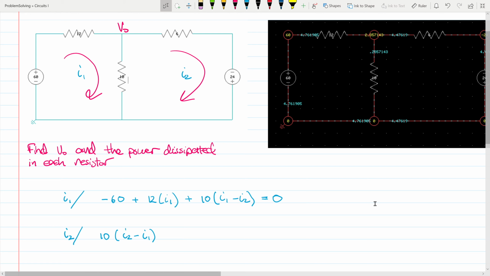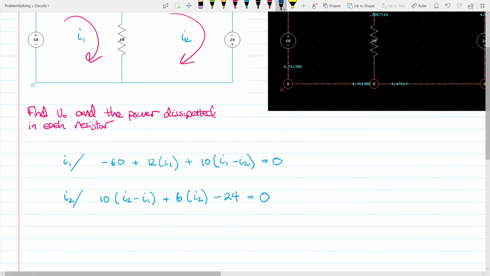We did the 10 ohm resistor. Let's do the 6 ohm resistor. We'll use the blue pen. So plus the 6 ohm resistor times I2, and then minus 24. That's equal to 0. So notice I said minus, and that's because it goes through the negative terminal first. If it had gone through the positive terminal first, then you would have put plus 24. Notice that the same thing happened here in the I1 loop. It went through the negative terminal first. That's why you got negative 60.